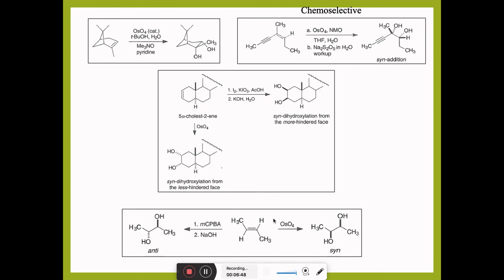This is one more example. A trans alkene has been taken and it is treated with OsO4. So we have seen that the trans alkene, if we use OsO4, we'll get syn product, and when the same trans alkene is treated with MCPBA and NaOH, it will give you anti dihydroxylation or anti-diol. So this is about the osmium tetroxide.